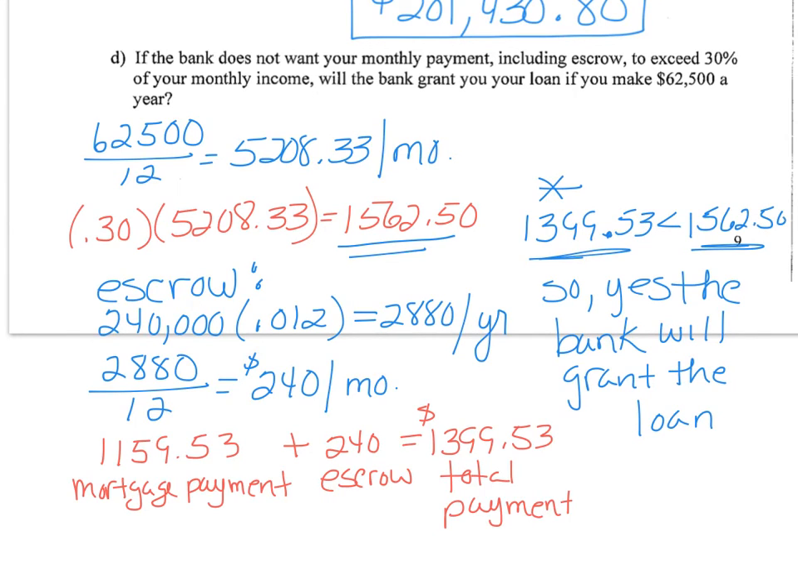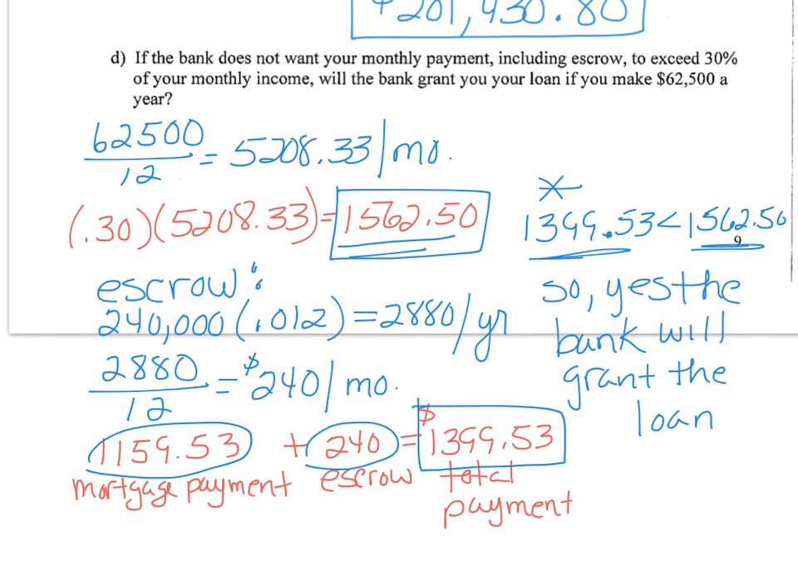Because again, we took a look at how much I'm going to pay a month for my mortgage payment, including my escrow, came out to be $1,399.53, and 30% of my monthly income is $1,562.50. I'm not allowed to exceed that amount, and I didn't because $1,399.53 is less than $1,562.50. So the bank is going to grant me my loan and say it's okay for me to take out the loan on this house because I will be able to make my monthly payments.